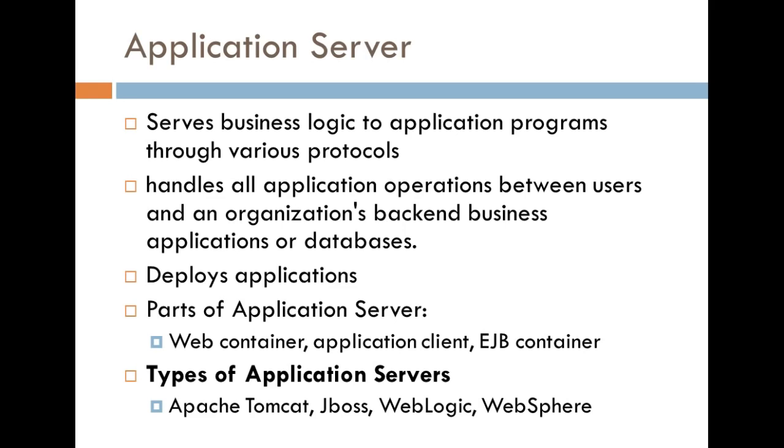Now, what I have here next are the different parts of an application server. I didn't want to go too much into it. I just wanted to mention this to give you an understanding of what this is made up of. They consist of a web container, application client, as well as an EJB container. All these things work together to allow the user to interact with that back-end information.